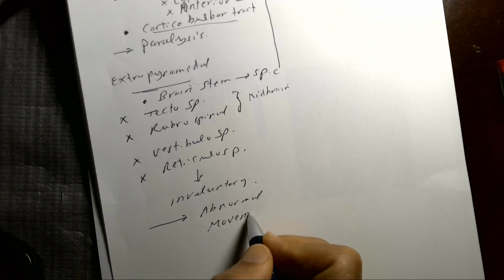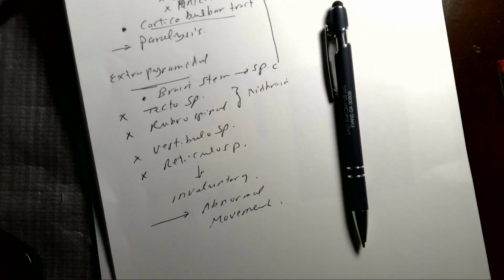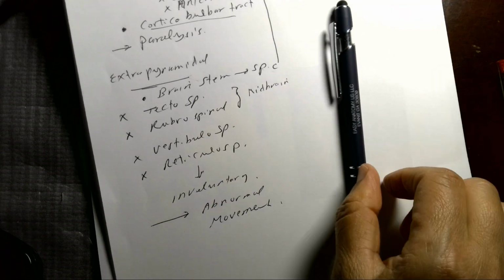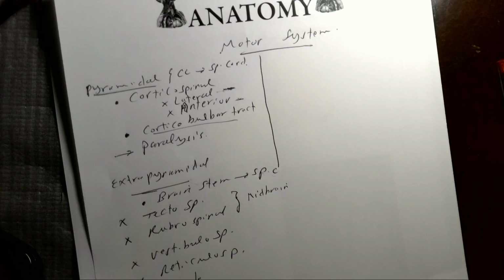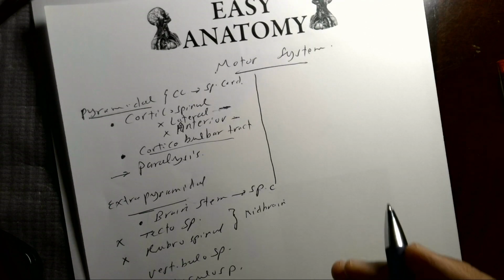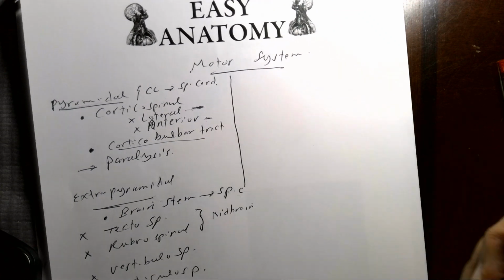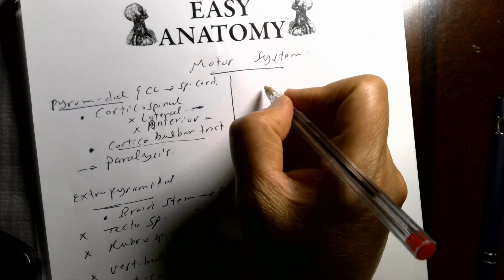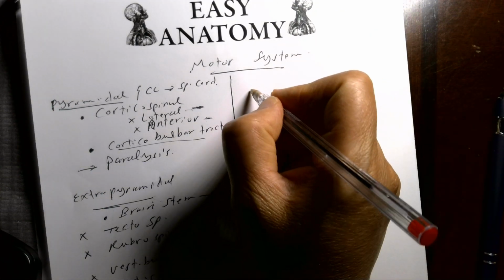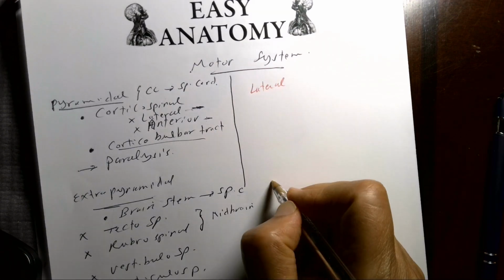Basically, the other classification is more or less the same when it comes to function. However, it depends mostly on the location of the tract in the spinal cord, whether it is in the anterior column or in the lateral column. That's why we have again the lateral tract and the medial or anterior tract.